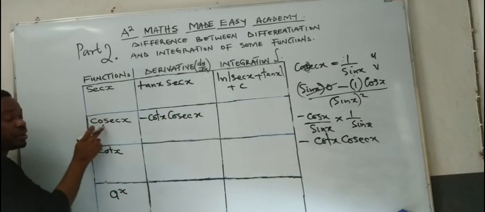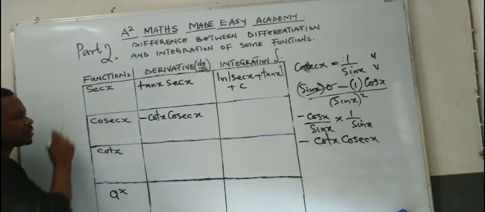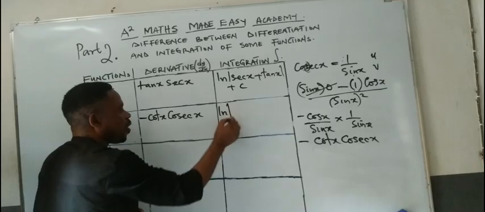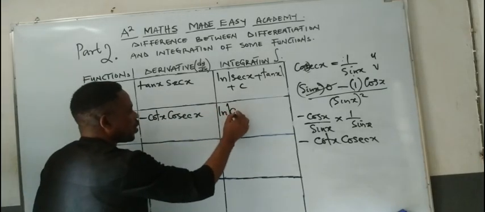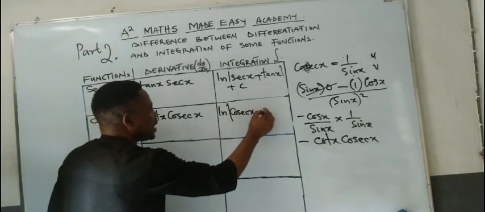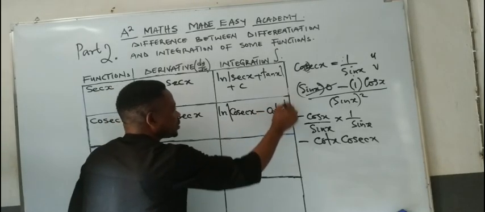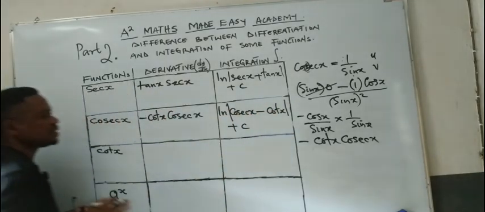Then can we now go for integration? How do we integrate cosec x? Look up. The integral of cosec x is ln of cosec x minus cot x, plus C. And that is the answer.